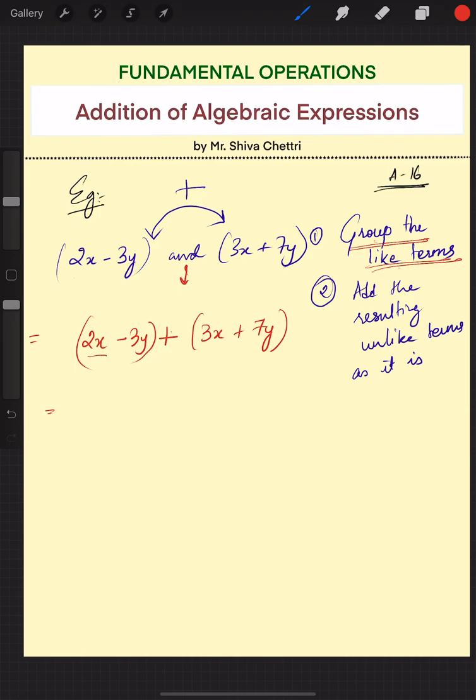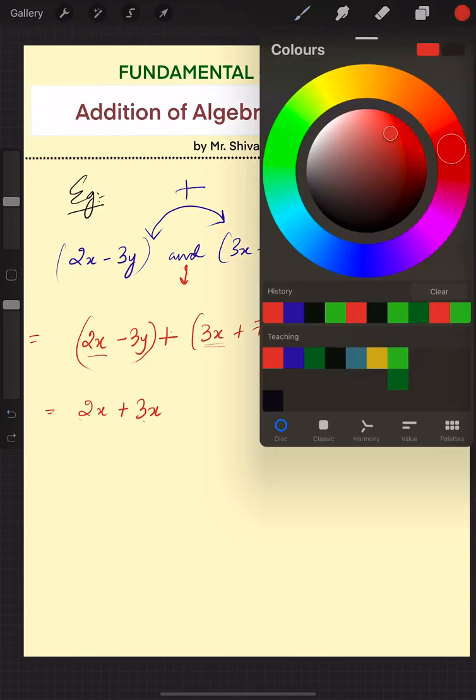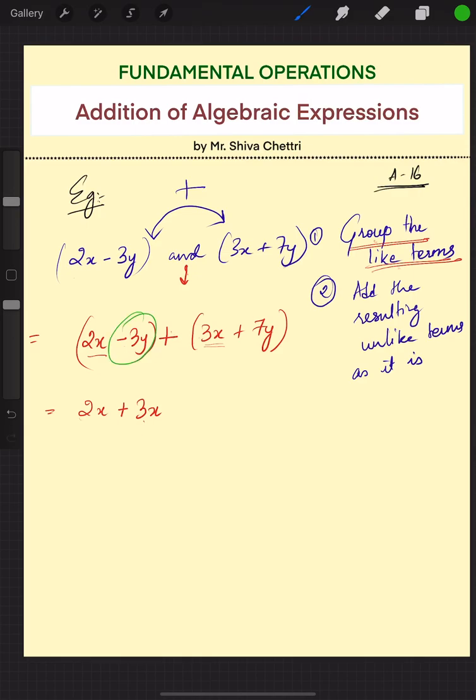So 2x, and the like term for 2x is what? It is 3x. There is an addition sign in front of 3, so I'll write plus 3x. 2x and 3x are like terms. And then what is left here? It is 3y. I'll write in another color. So minus 3y. Plus and plus is plus, so no worries. Then 7y. What is the sign for 7y? It is plus. So plus 7y.